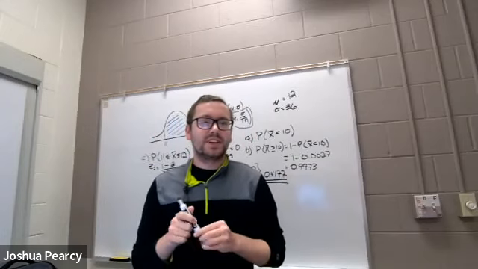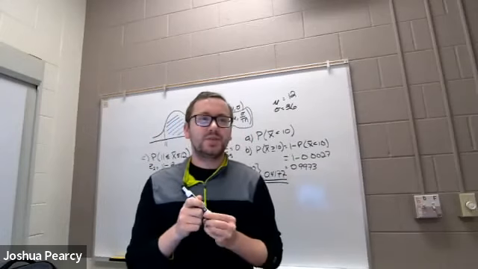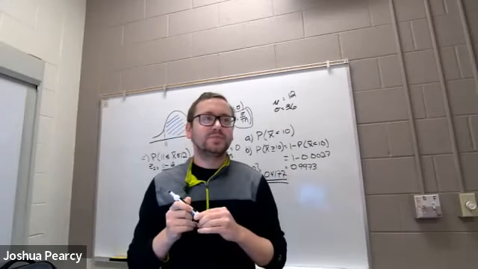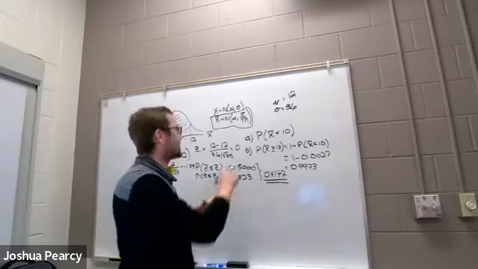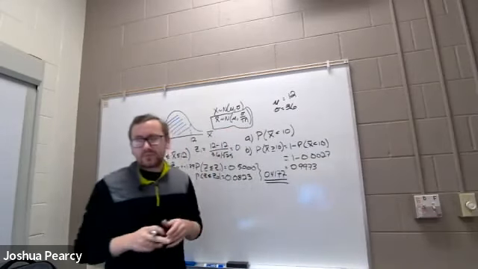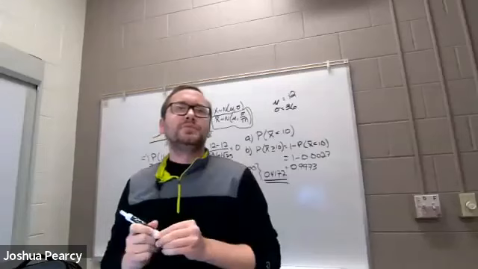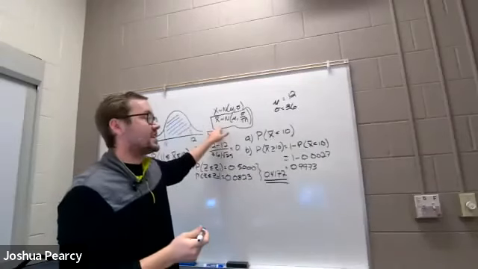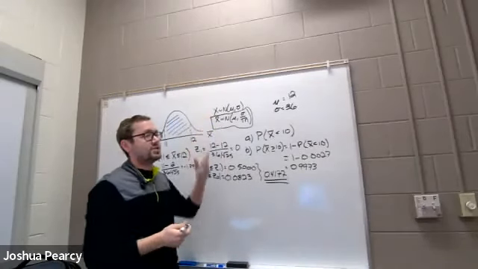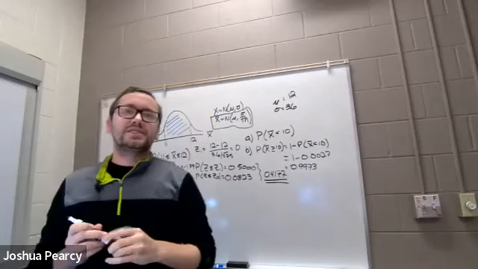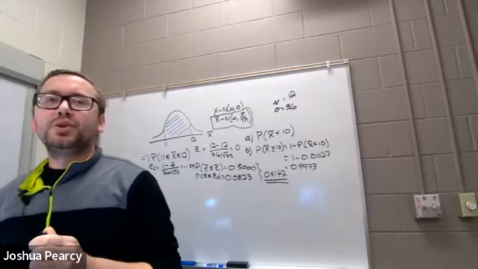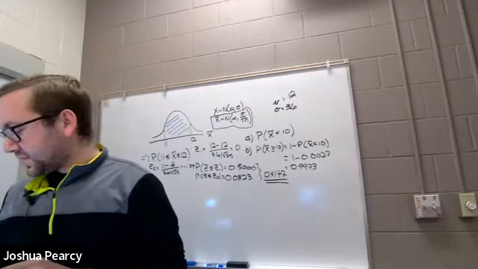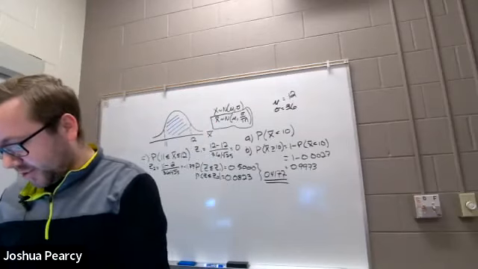So does everyone see the connection between section 6.2 and 6.3? The ideas are still the same. The only thing that changes is the standard deviation, and the fact that you're dealing with the distribution of the sample means instead of just the distribution of your random variable x. Everyone okay with that?